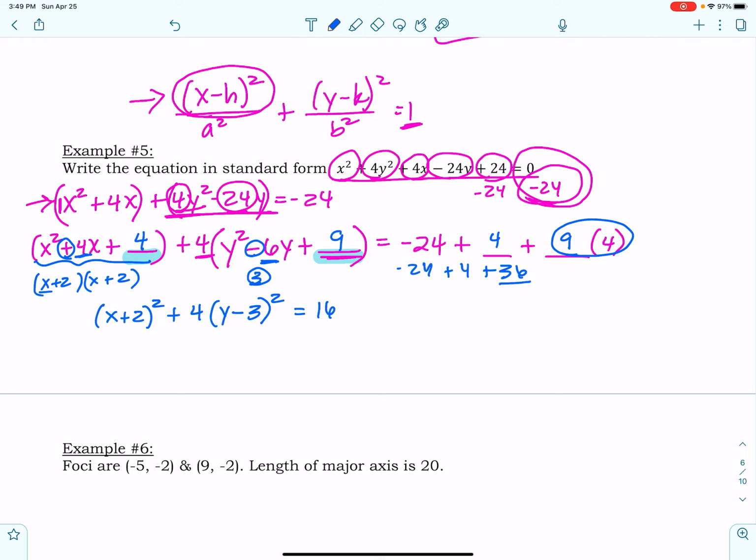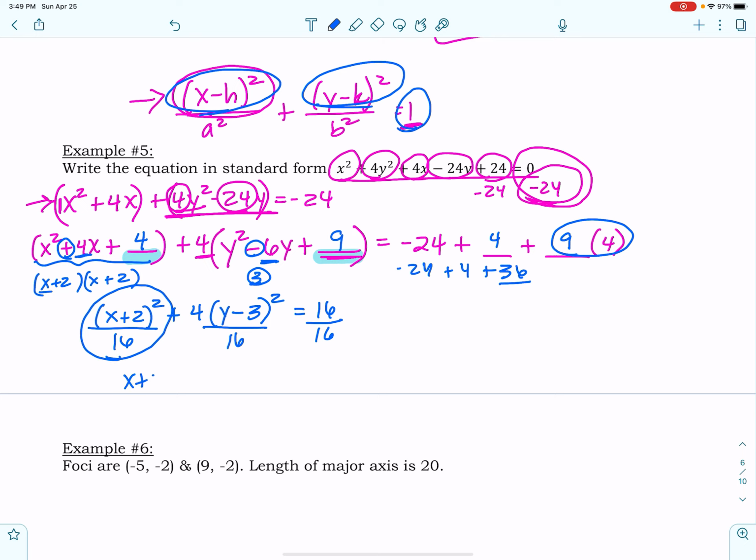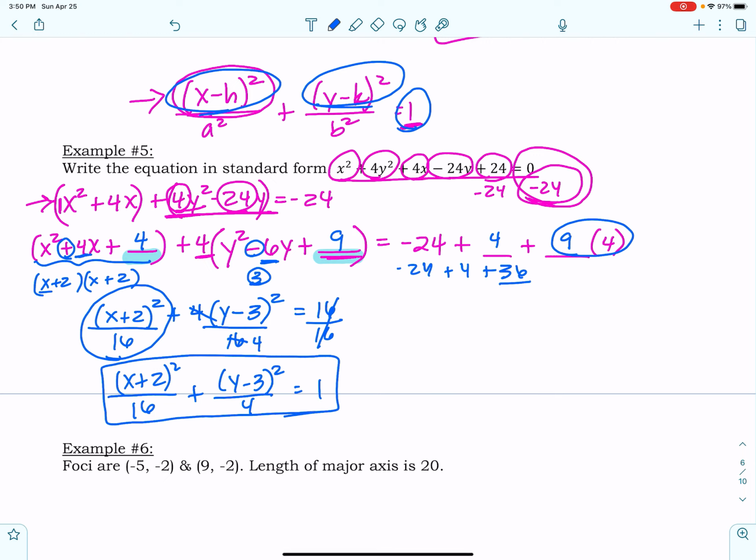Okay. We're getting closer. We've got this part and this part, but we're not quite done because this isn't 1. How can I change 16 to a 1? Divide by 16. And if I do it to one term, I have to do it to the whole thing. All right, so let's tidy this up and reduce. Here, there's nothing to reduce, so that stays exactly the same way. Here, 4 goes into 16 4 times. This becomes a 1. All done. Beautiful.